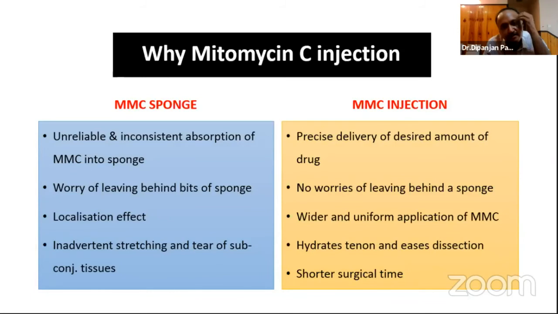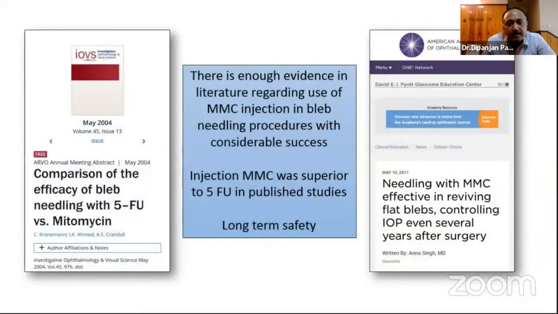On the other hand, when we use injection in the subtenon space, or rather intratenon space, there is precise delivery of the desired amount of drug and no worries of leaving behind a sponge. We can ensure a wider and uniform application of mitomycin C, and definitely the surgical time is shortened. And there is enough evidence in the literature regarding use of mitomycin C injection in bleb-needling procedures earlier with considerable success, where mitomycin C was superior to 5-FU in practice studies, and they have ensured long-term safety.